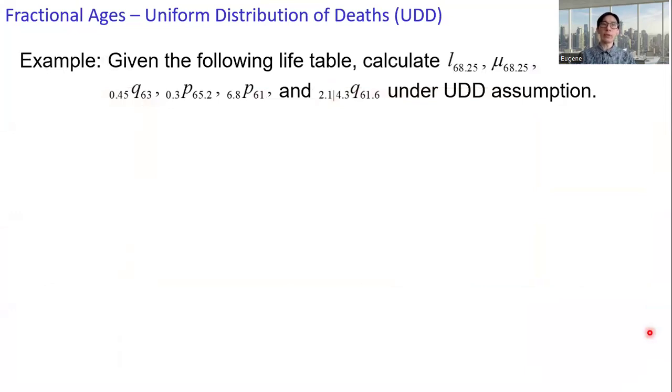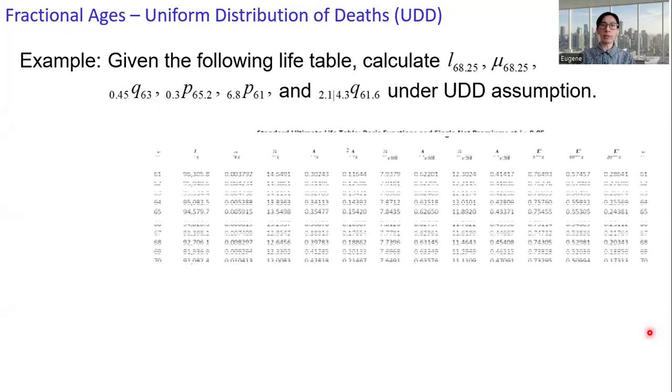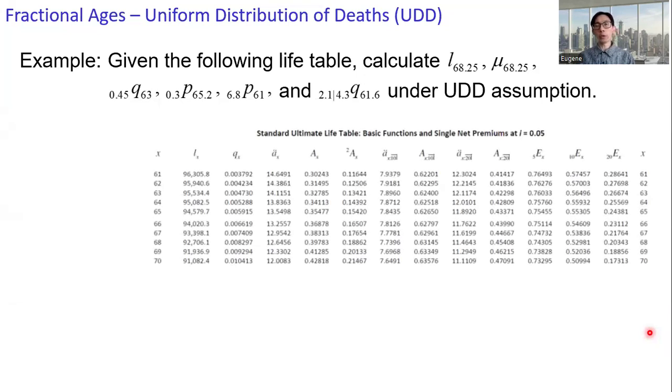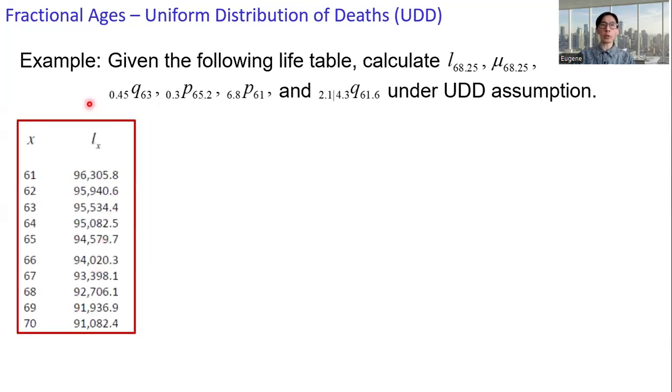All right, given the following life table. Either you will be asked to use the table given in the exam, or you may be given a life table. For example, I just take these two columns out for this question, and we will be answering the calculation of these 6 quantities, given the fractional age assumption under the UDD assumption.